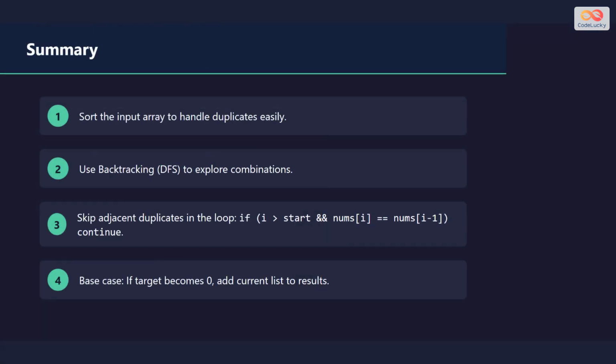To wrap up, remember these key points. Always sort your input first to group duplicates. Use backtracking to explore paths. Implement the specific skip logic inside your loop to handle duplicates efficiently. And finally, add your current path to the result when the target reduces to exactly 0.